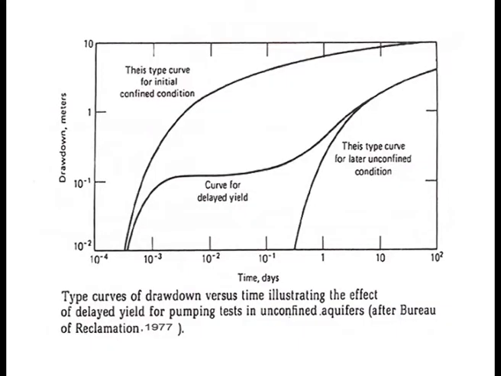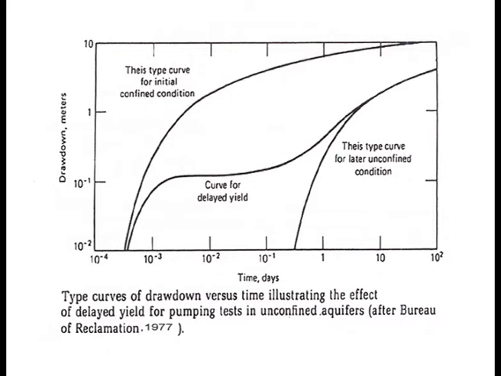So, Boulton has given a family of curves there, and after that you will see the standard curve is given, that is after the Bureau of Reclamation in 1977. On the semi log paper you see drawdown versus time is plotted. It is interpreted in terms of 3 segments.